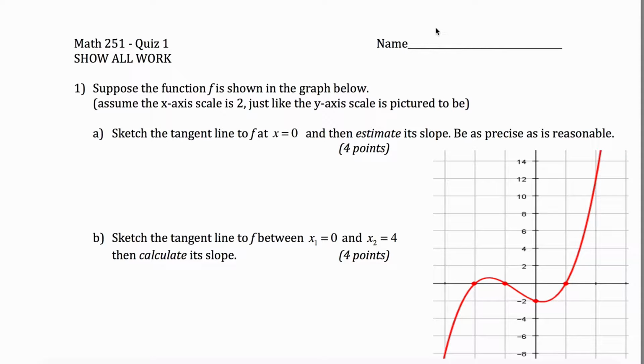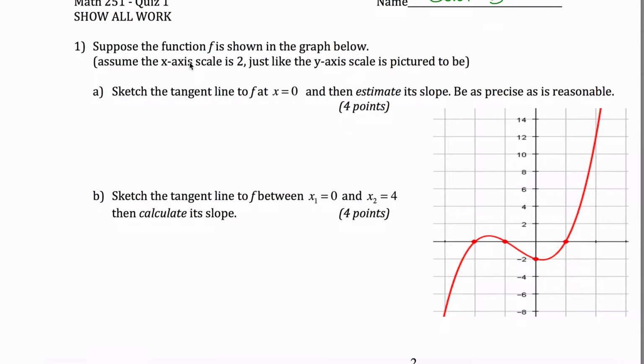All right, here are solutions for quiz 1 for Math 251. On this quiz, we're talking about secant lines and tangent lines. So the first problem says, suppose the function f is shown in the graph below, this guy right here.